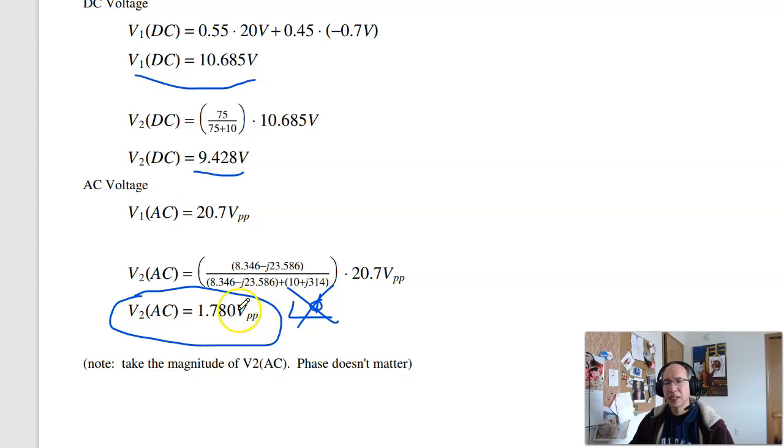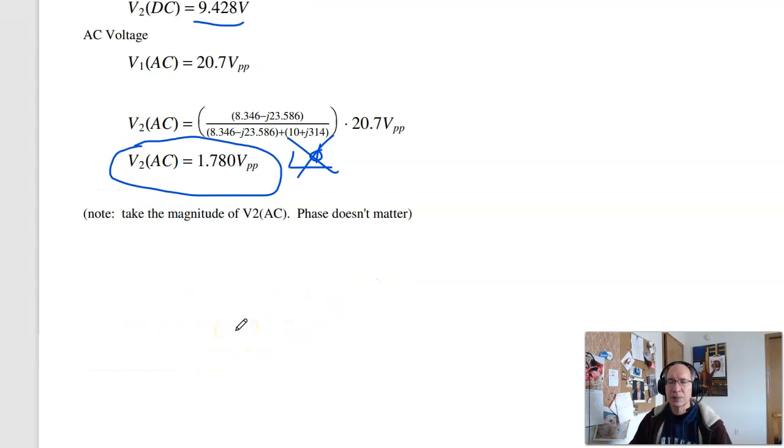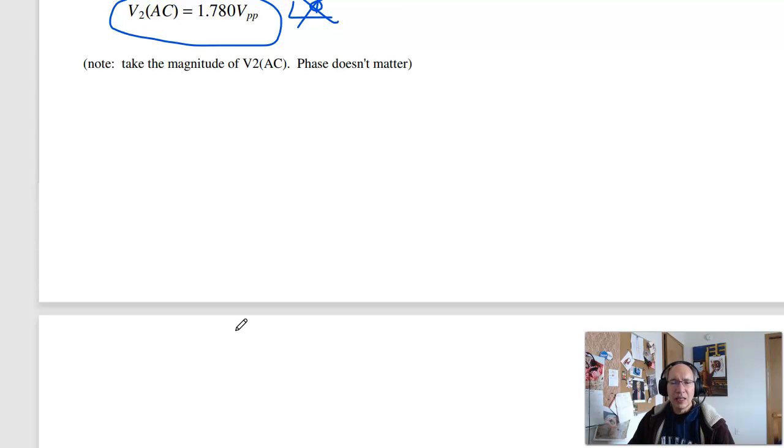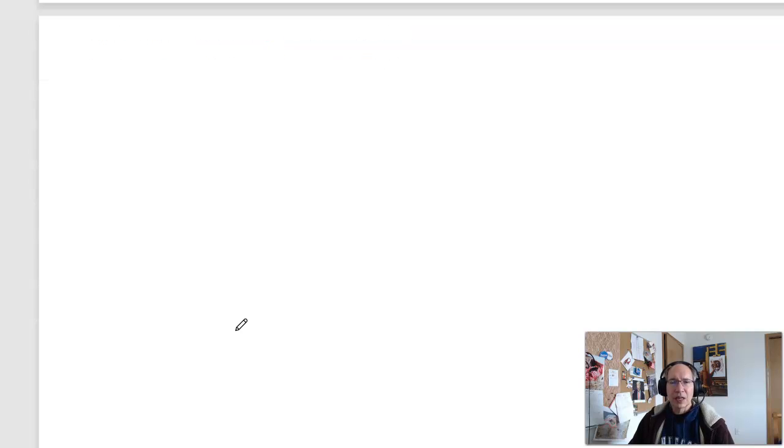And again, you've got to measure, got to put down the units on AC. DC is just a number. AC, I've got 3 units. I've got peak-to-peak, peak, and RMS. They're all different, so you've got to label your answers. We're doing peak-to-peak voltage. In CircuitLab, I can check my answer.